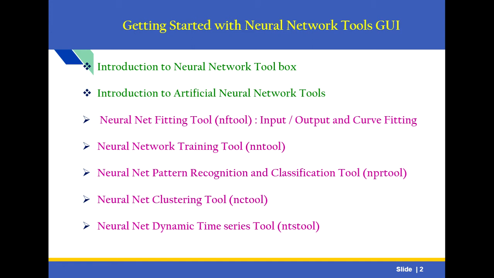Then the third one, the neural net pattern recognition and classification tool. By using the command nprtool, you can type it in the command window, and the neural network pattern recognition and classification tool will be available here. Then the next one, the neural net clustering tool. The short command is nctool. Then the final one, the neural net dynamic time series tool, that is ntstool.